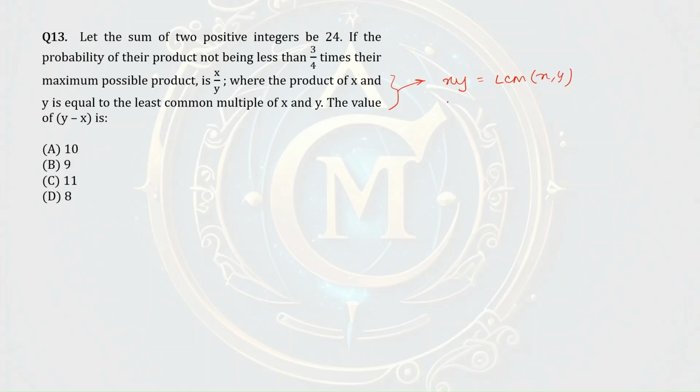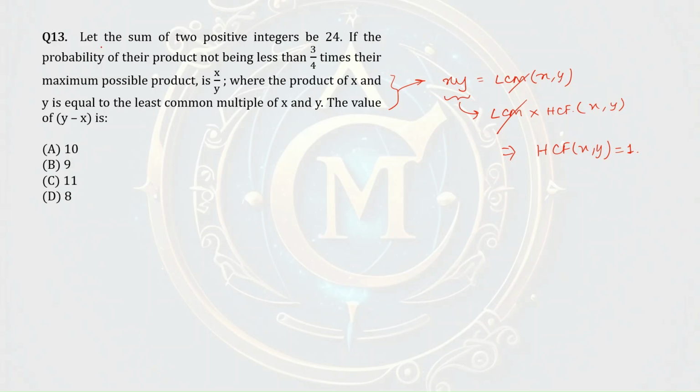Now the product of any two given numbers we can write as LCM of them times HCF, or GCD, you can say anything. We can write them like this. So LCM will get cancelled and we will get HCF of x and y is 1, or greatest common divisor of x and y is 1. That means x and y should be co-prime.